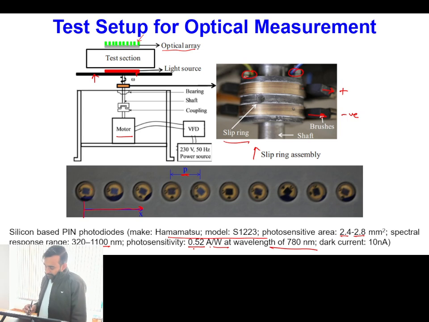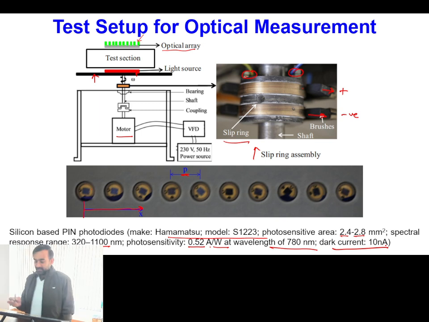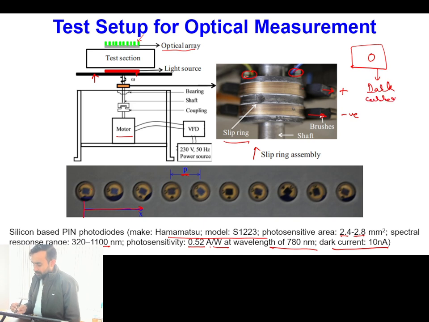And the dark current of this photodiode is 10 nanoamperes. So what is the meaning of dark current? If you place this photodiode in a chamber of complete dark where no light is present, whatever current output it gives is typically called the dark current of the photodiode, or it is also called the saturation current. Is this one clear? Dark current or saturation current.